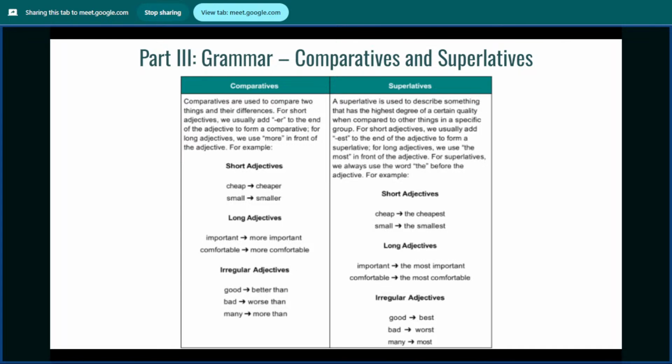Okay, then we have some irregular adjectives also. Why are we calling them irregular adjectives? Because we don't add er and est to them. Okay, they change totally. So that is the reason I cannot say she is my bestest friend. Bestest friend is incorrect English because best is already in superlative form. So good, better, best. Then bad, worse, and worst. Many, and then it becomes more than, and then many also becomes most in our superlative form.